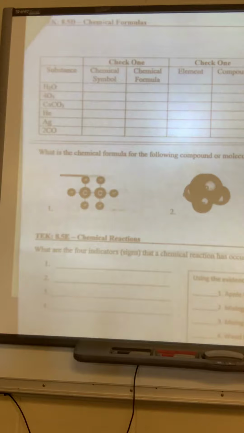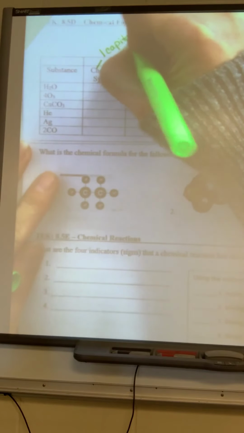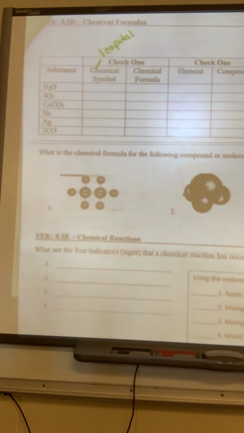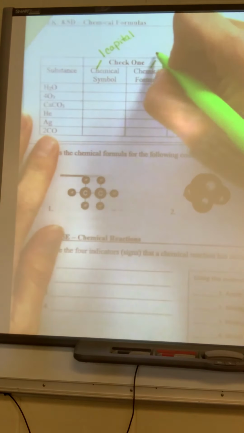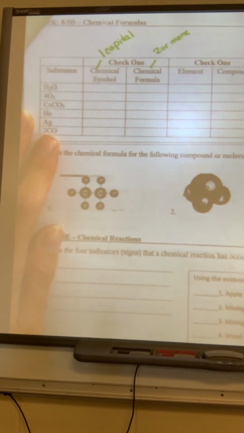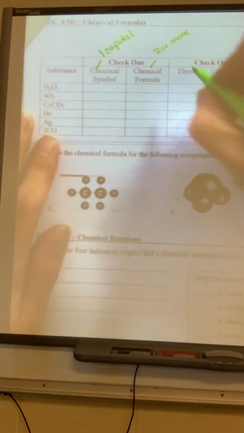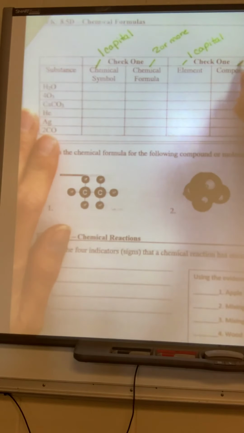If I am looking at my symbol, how many capital letters should I have? One. I should have one capital letter, right? All right. If I have a chemical formula, how many capital letters would there be? Okay. So for my formula, I could have 2 or more. What about if I'm talking about an element? One capital letter. What about a compound? 2 or more capitals.